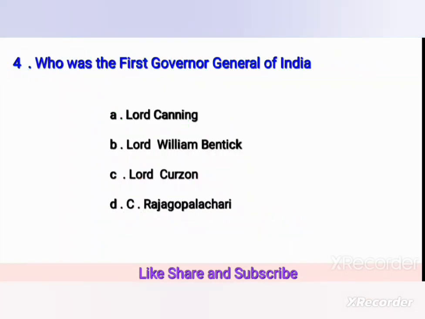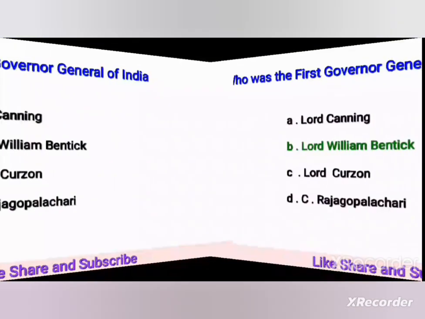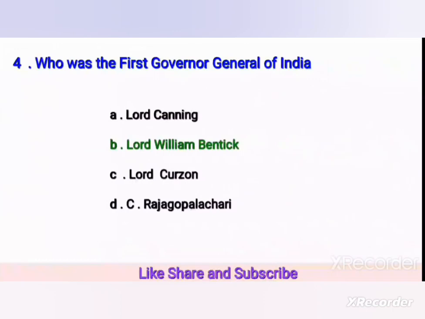Who was the first Governor General of India? Option A, Lord Canning. Option B, Lord William Bentinck. Option C, Lord Curzon. Option D, C. Rajagopalachari. And the answer for this question is option B, Lord William Bentinck. You have to remember these questions: who was the first Governor General of India, first Governor General of Bengal, Viceroy of India? There may be chances of asking this question.